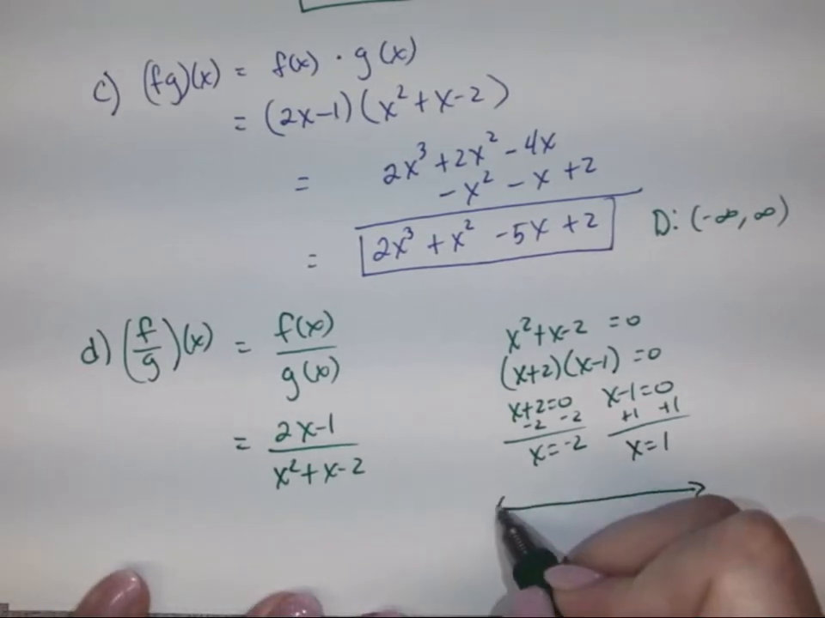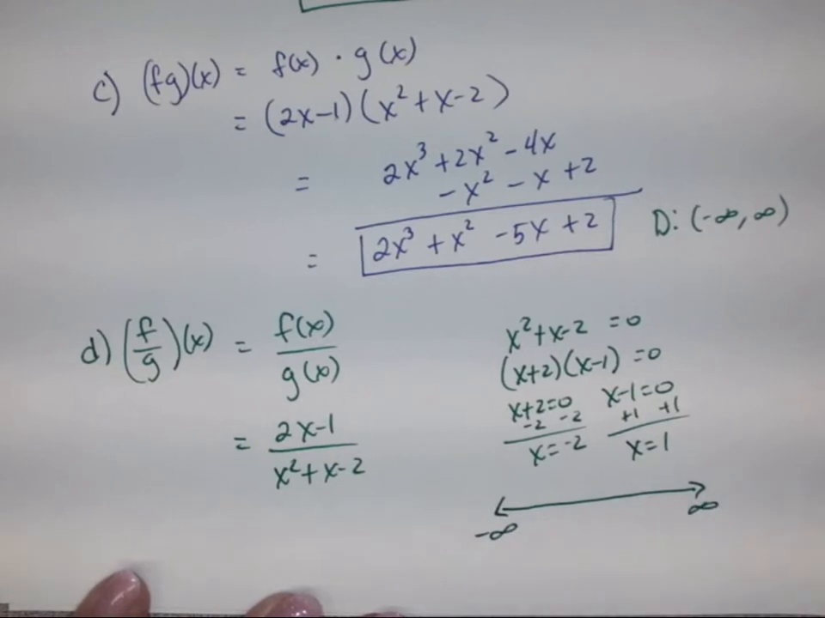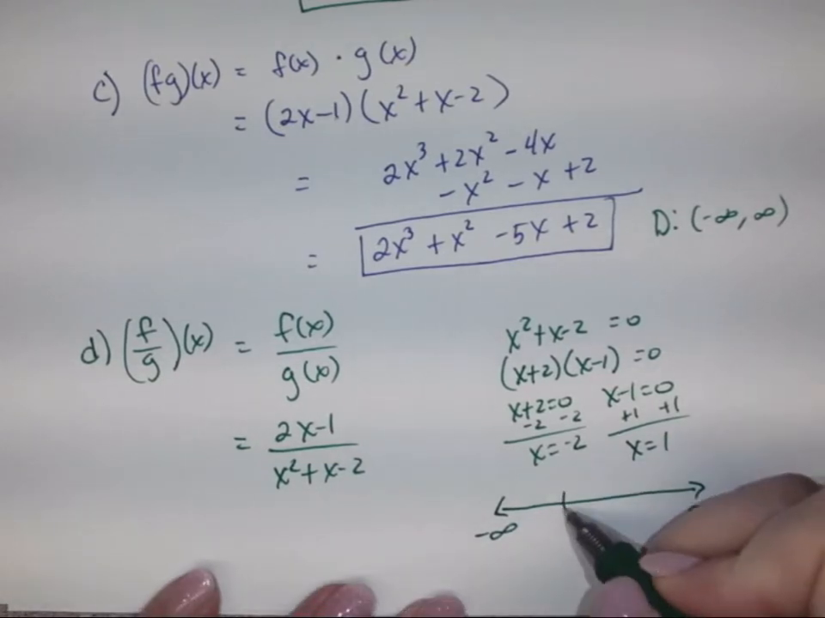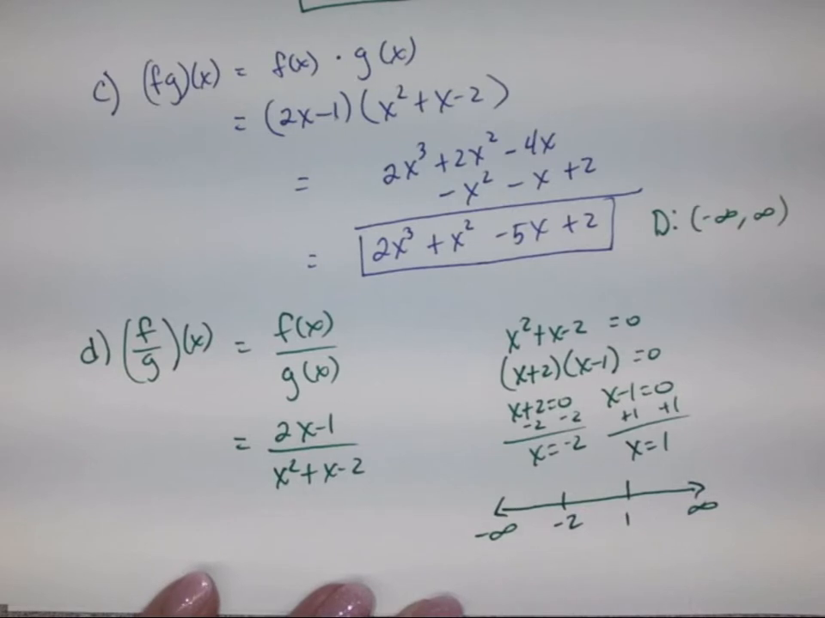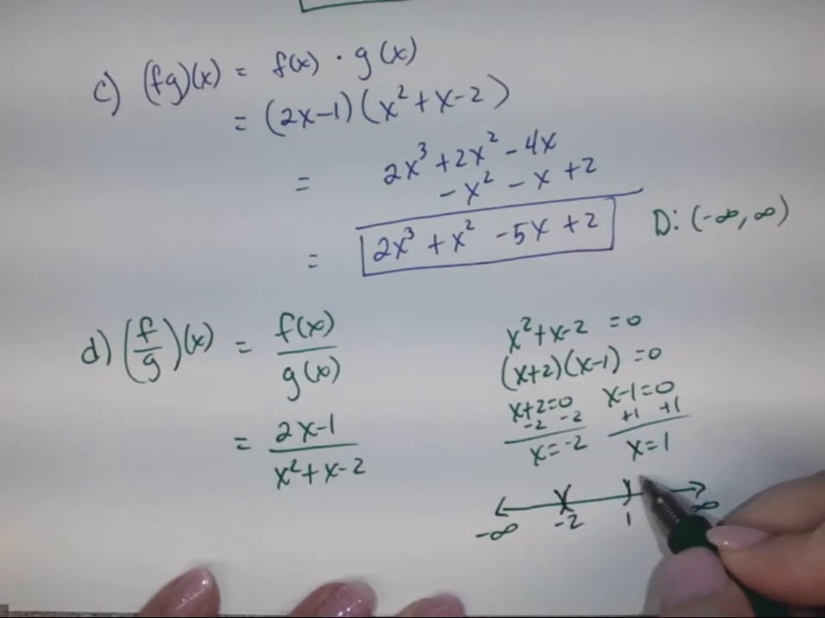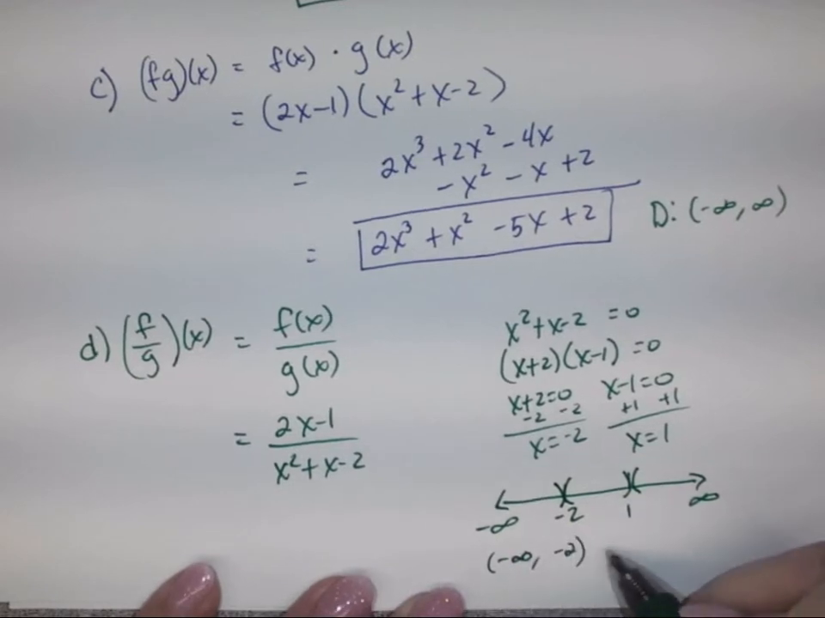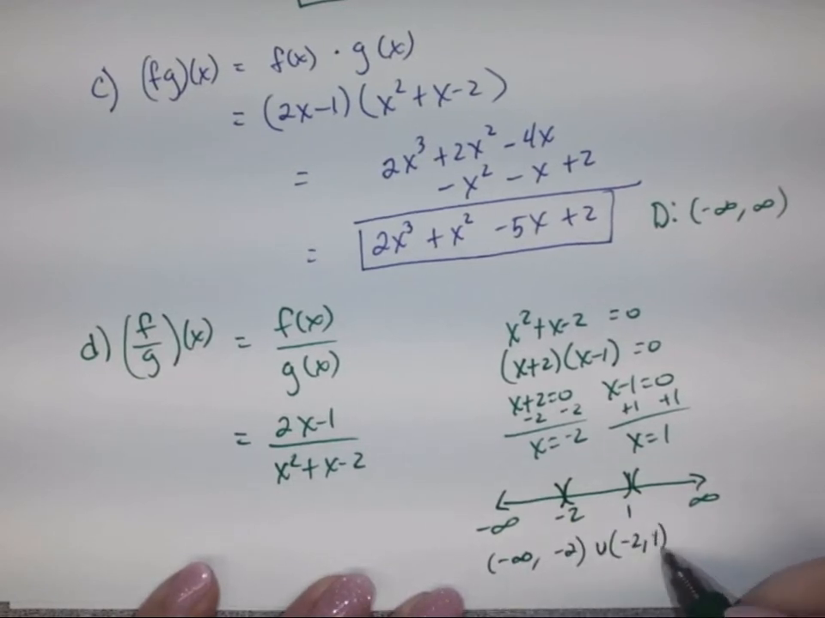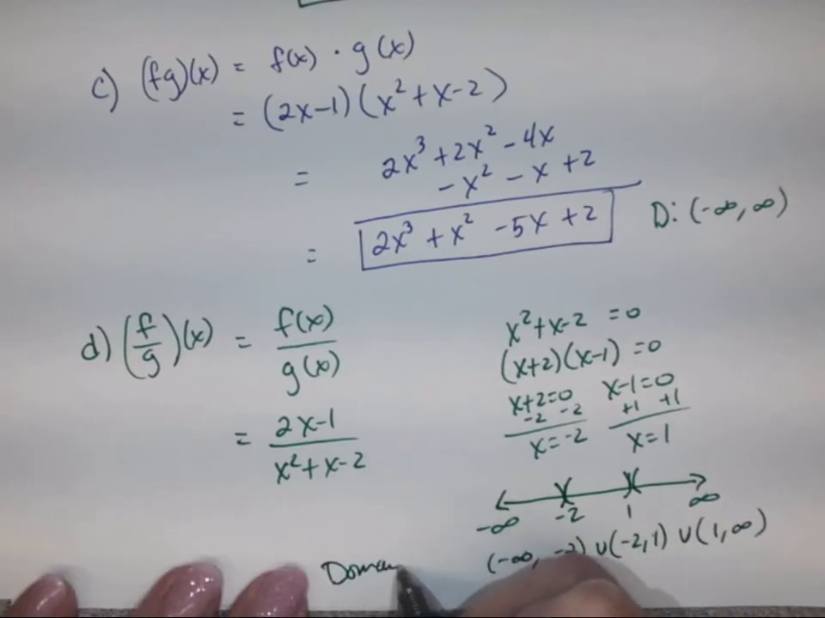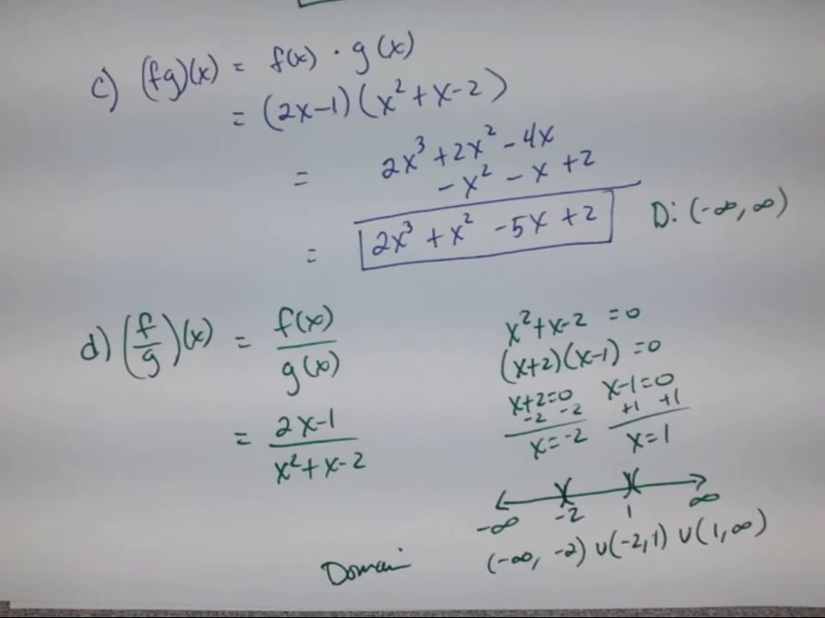Bringing up my number line, I have my negative infinity to infinity. I'm going to put my negative 2 and my 1, and I know it's going to be everything but those two numbers. So negative infinity to negative 2, union with negative 2 to 1, union with 1 to infinity. And this will be my domain. So this one had to worry about the denominator of the fraction that we created. So that's all you're doing with the algebra of functions.